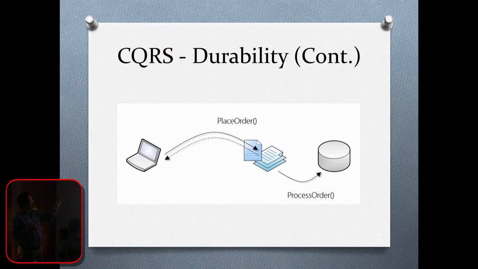So we have some issues there that we have to take care of when we design this system: A, the duplicate message; B, the loss of the order, the loss of the commands in the queue. That's something we need to be careful about.